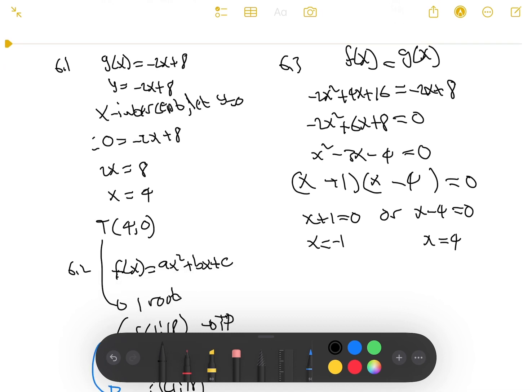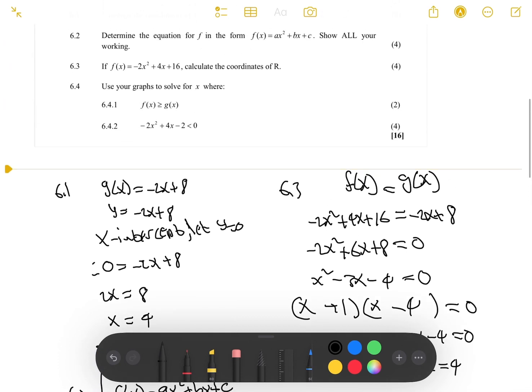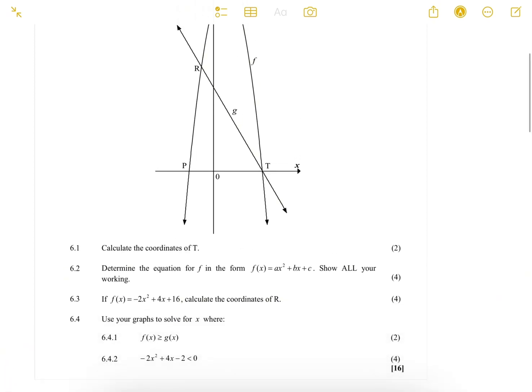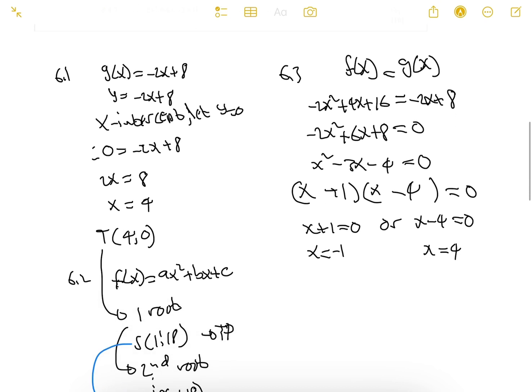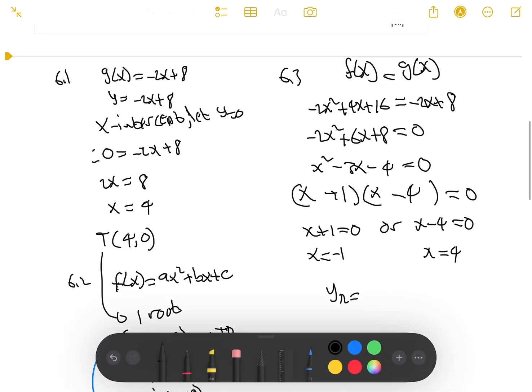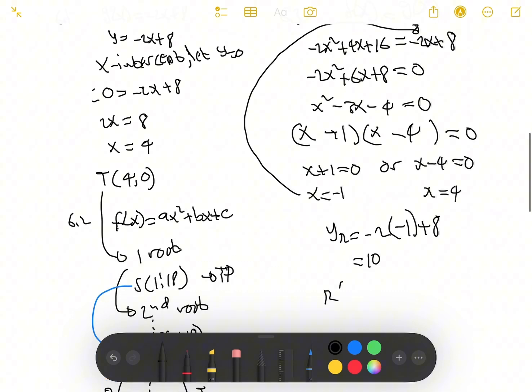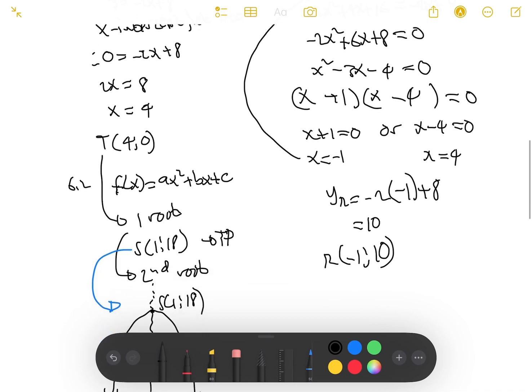Okay, looking back at the graph, where is our R? Our R is on the negative x-axis, so it's basically negative 1. So we can say y of R is equal to, let's substitute this back into g of x, since the y values are the same there, right? This will be negative 2 times negative 1 plus 8. This gives us 10. Therefore, our R is negative 1 comma 10, okay? So we're done with that.